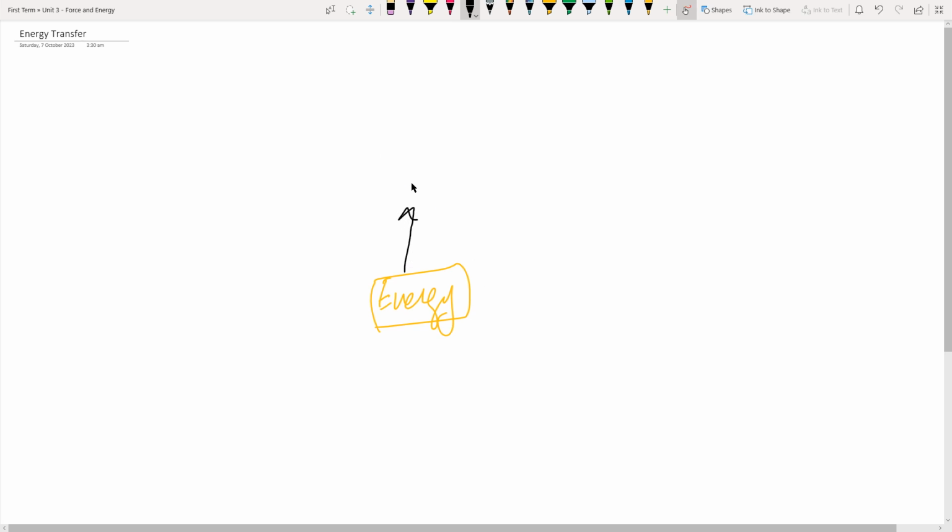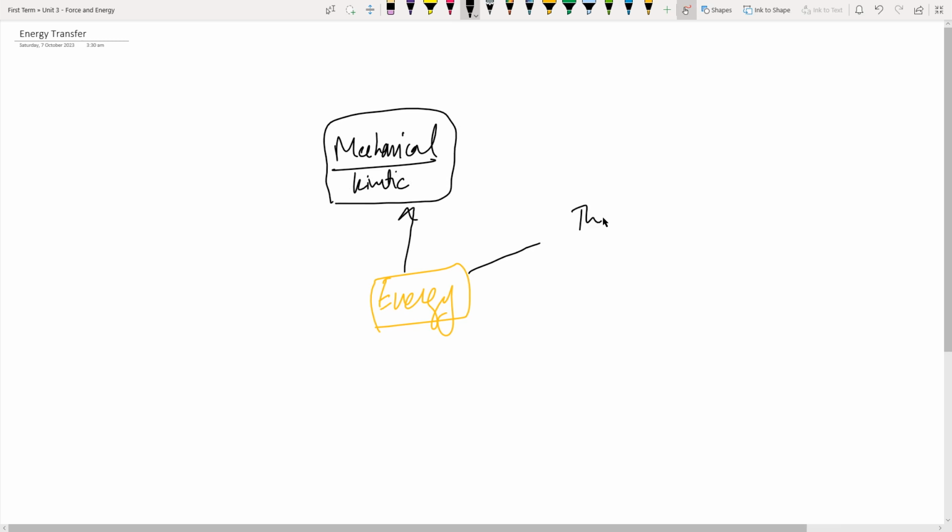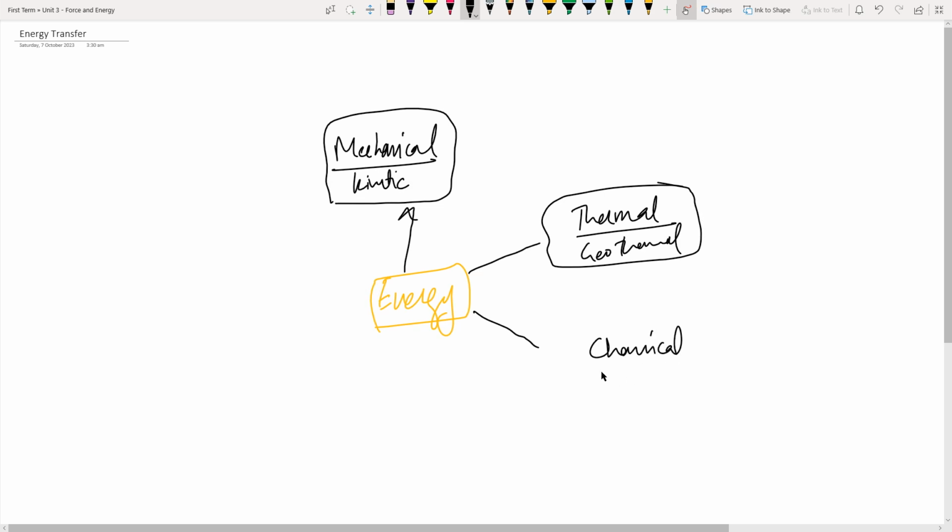So energy has several types, in which the most simple one, what we call mechanical energy, right, or kinetic energy, that is there. And then we have, you can say, thermal, right, or geothermal, the one that we're studying right now, heat energy, right? Then we have chemical energy, right? Energy being released through chemical reactions, what we call chemical energy.